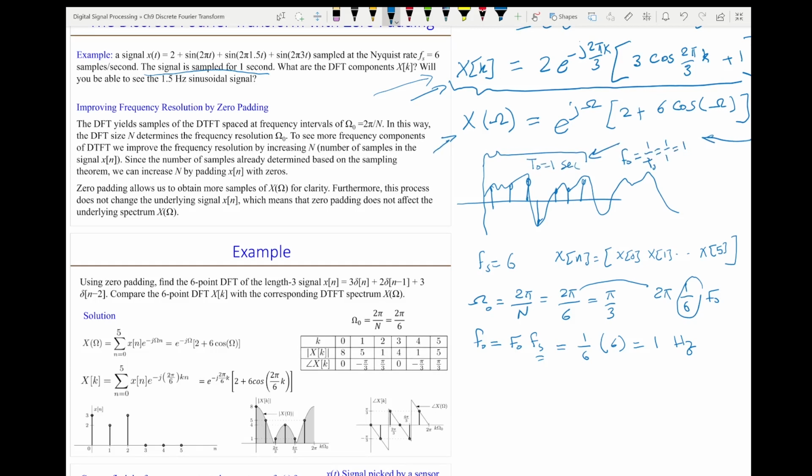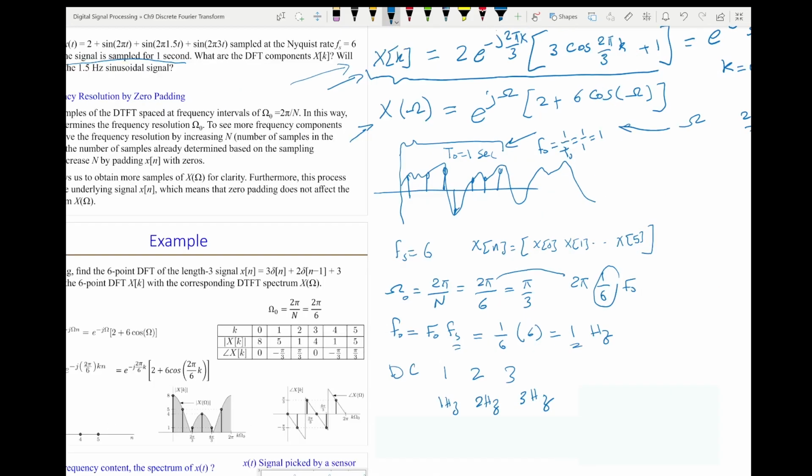That means I will see the DC. The fundamental frequency is 1 hertz. So I will see the first harmonic, the second harmonic, and the third harmonic. So I will see 1 hertz, 2 hertz, 3 hertz. So I will not be able to see the 1.5 here.